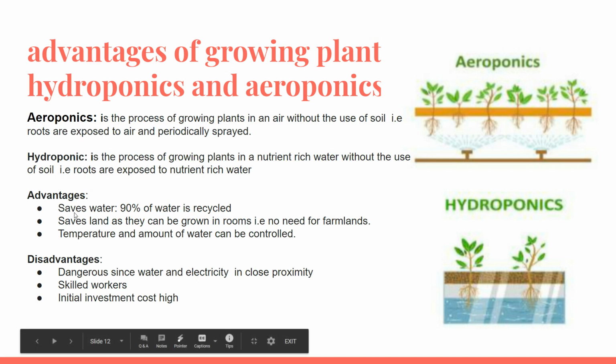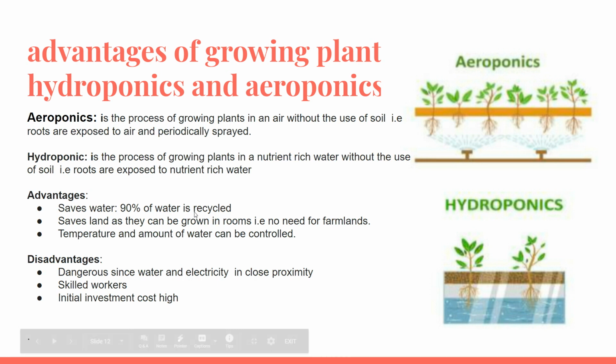The advantages are: number one, it saves water because 90% of the water is recycled. Number two, it saves land as they can be grown in rooms. Number three, temperature and amount of water can be controlled, right? Because there are going to be skilled workers over there. You're going to use machinery, so you can easily control these climatic conditions.